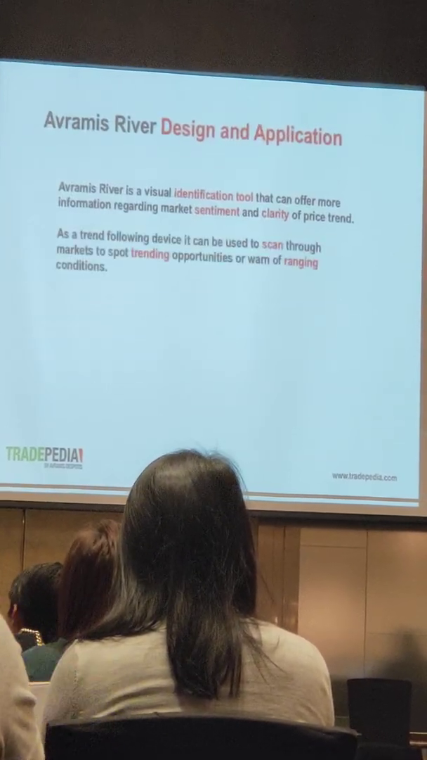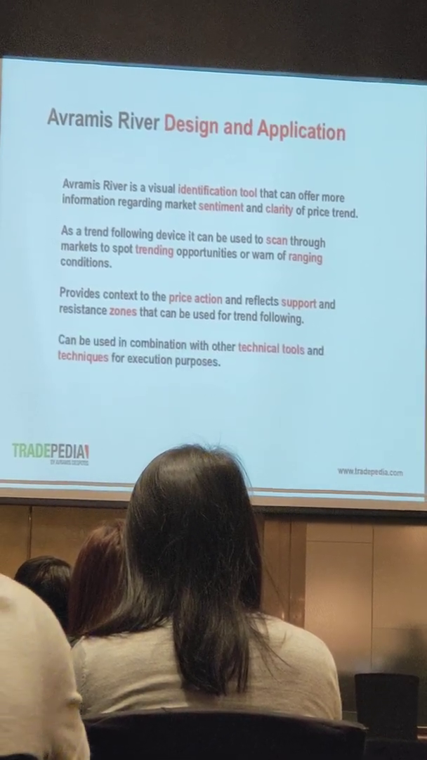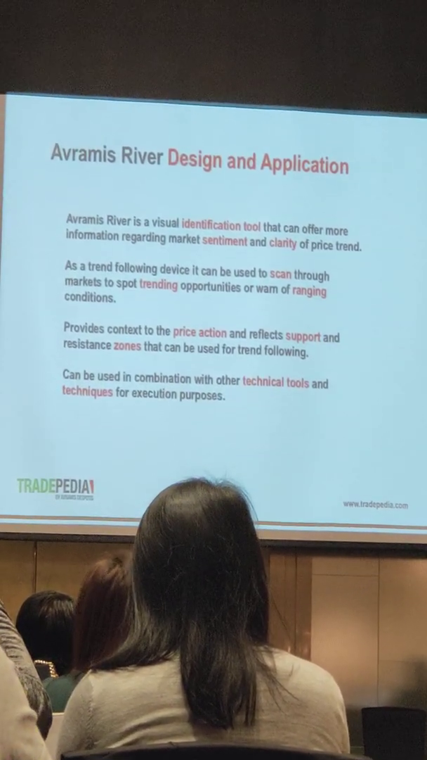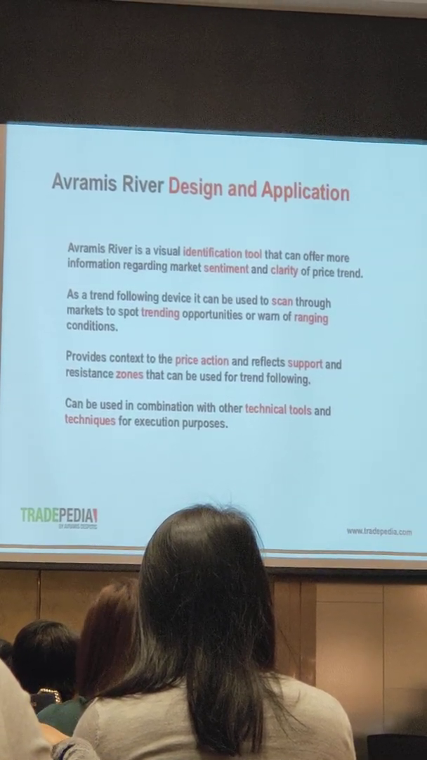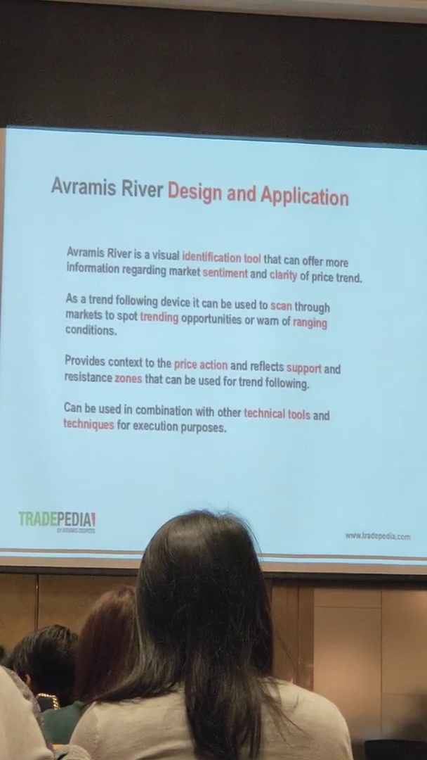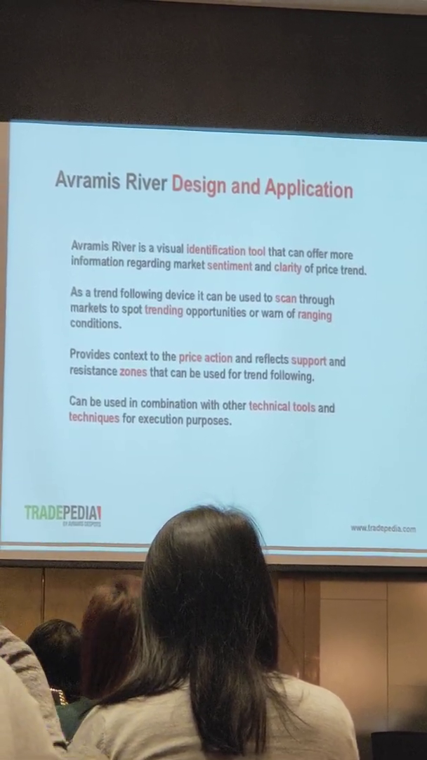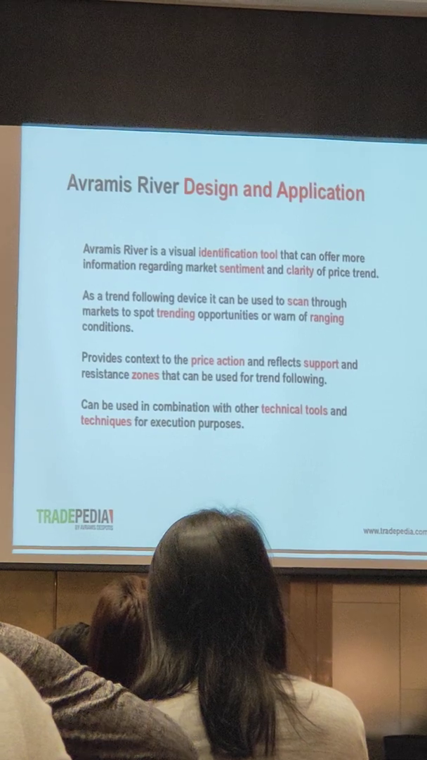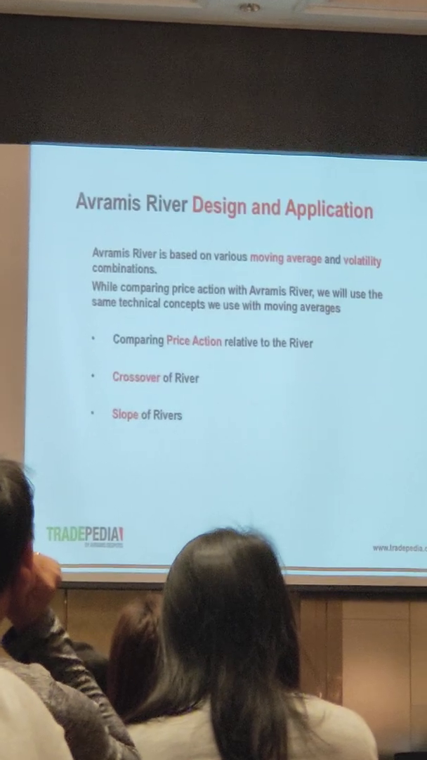So, what you have here is your Avramis River, as I showed you earlier. Its strength is that it visually shows you what the current trend is. In one look, you know where the trend is. In one look, you know where to buy. That's the important thing. You also know where to cut your loss. That's what it really does. So, it's a good trend following system.